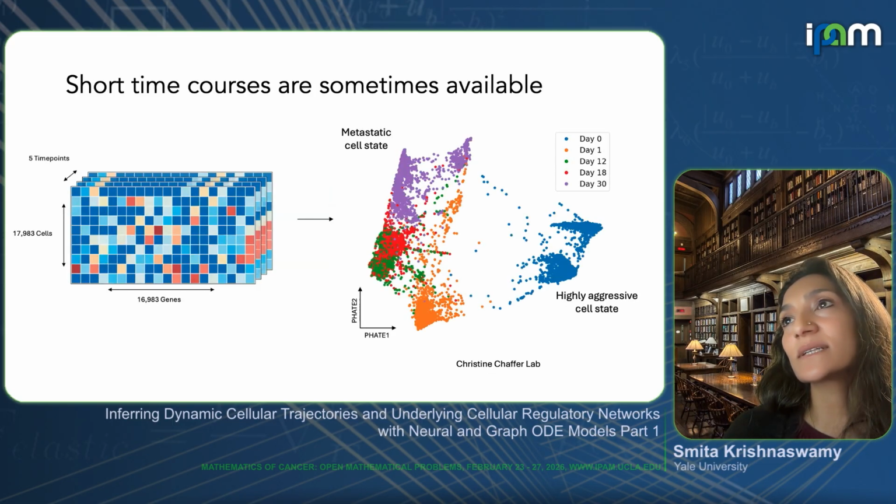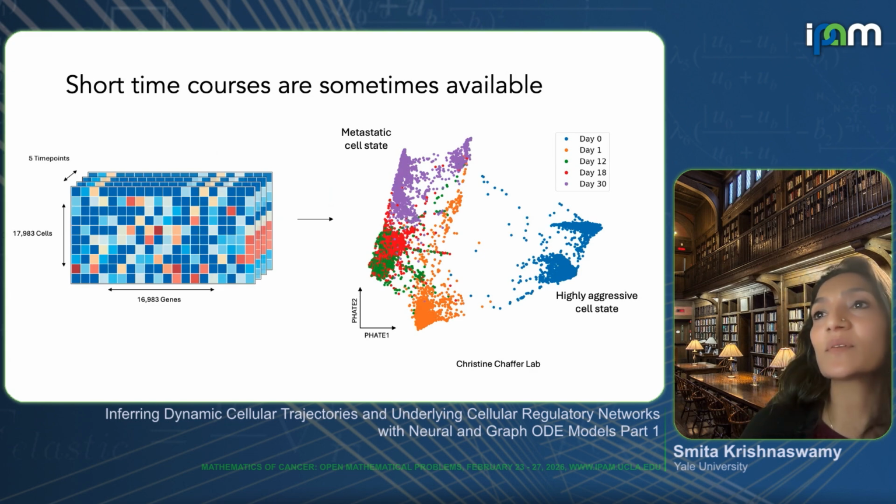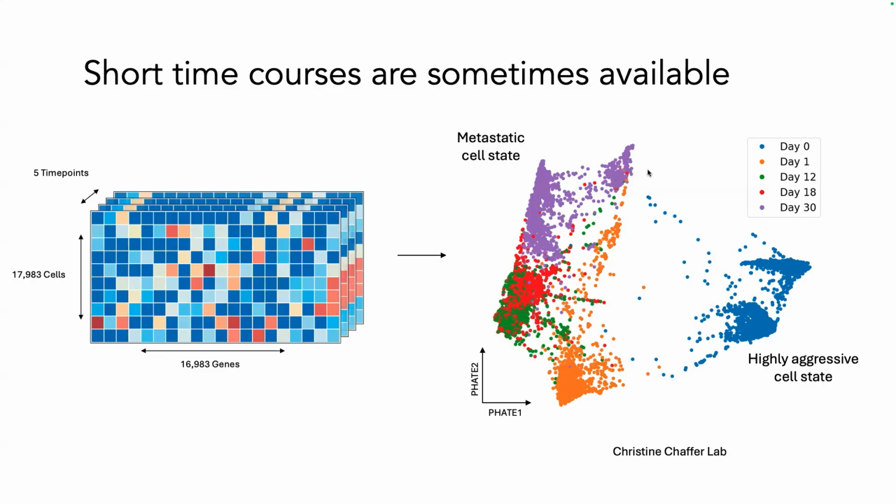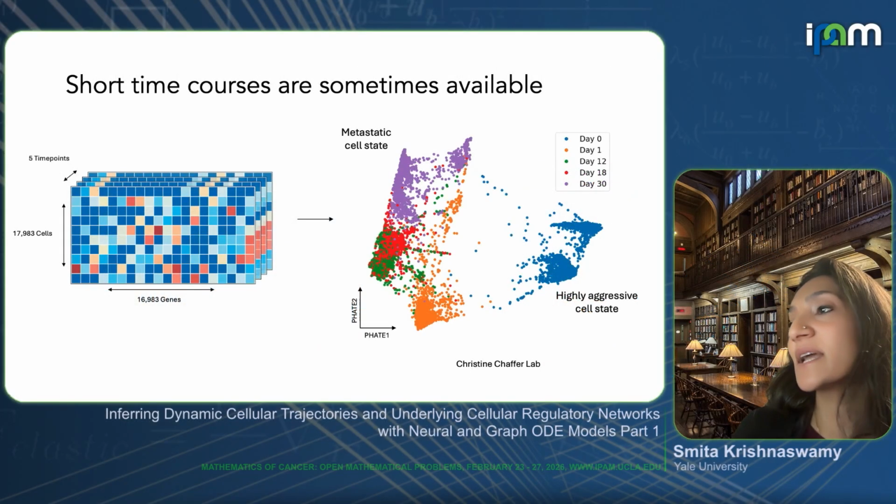These days, short time courses are sometimes available, but they're just discretely many time points. So it's like 1, 2, 3, 4, 5. And a lot of what I'll be talking about is how can we infer continuous trajectories of state change. There could be an event that's happening right here where you haven't really measured because you skipped over from day 0 to day 1, and there could be something that's targetable there. That kind of thing. So inferring continuous trajectories.